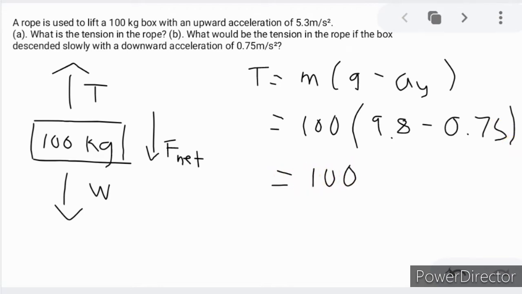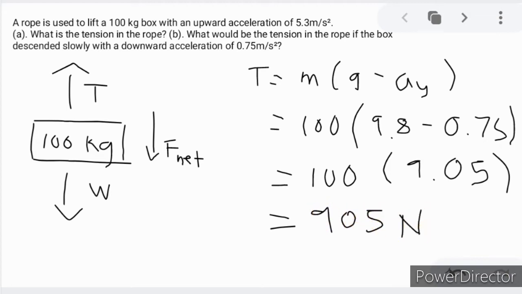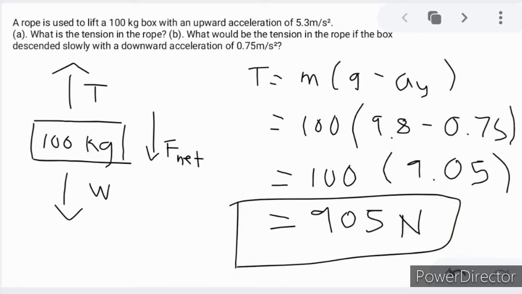Then for further solution, we have 100 times 9.8 minus 0.75, which is 9.05. Therefore, we have 100 times 9.05 is equal to 905 Newton. Then that is our answer for letter B, 905 Newton.